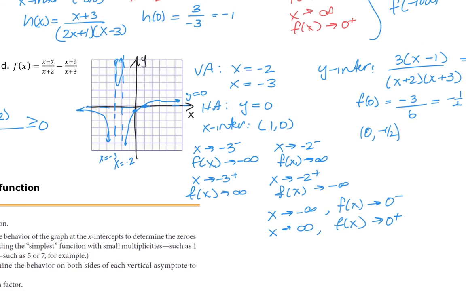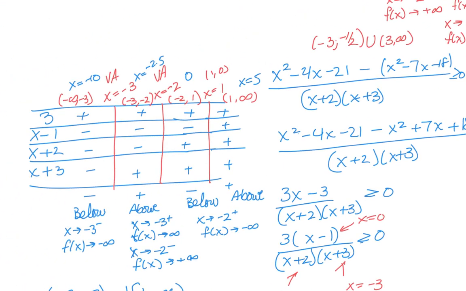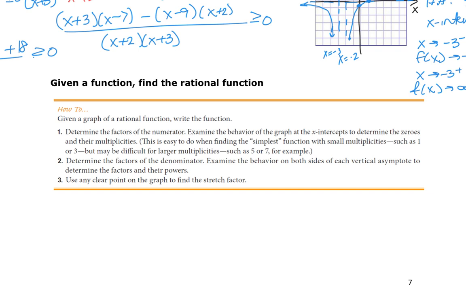So there's my graph, there's my notation, and I can tell you what, this sign chart is super helpful, not just to solve the polynomial inequality, but also to help us graph. If you are given the graph of a rational function, what we want to do then is figure out what the rational function is based on that graph. Here's the steps.